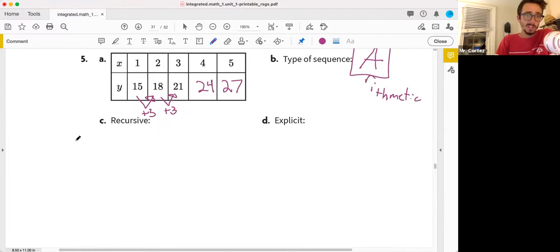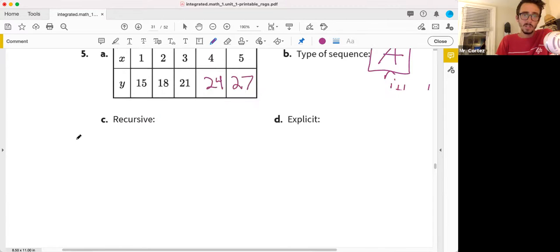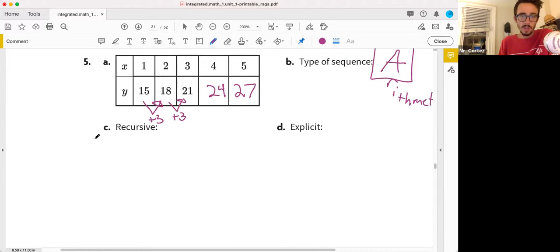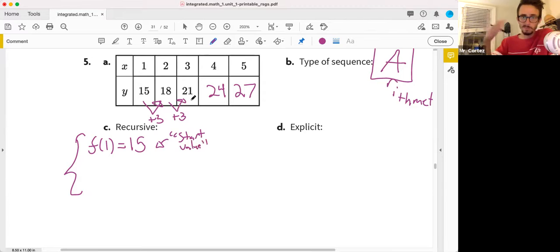Recursive, we need to start somewhere. Let's start at the first term, which was just 15. So remember, it's a 2-piece. We need that one where we're starting, our starting value, if you will, because you've got to start somewhere. If we're starting at 100 and then doubling or adding 3, it's a lot different than starting at 15. You know what I mean?